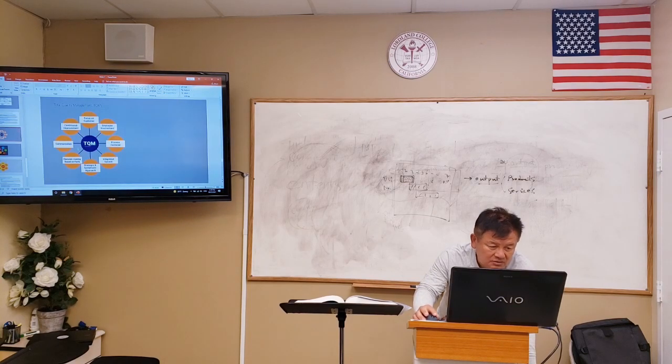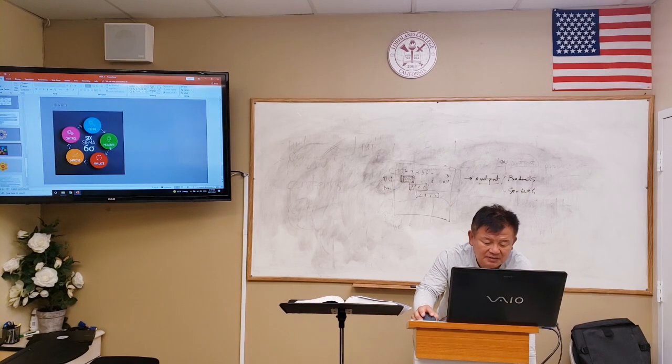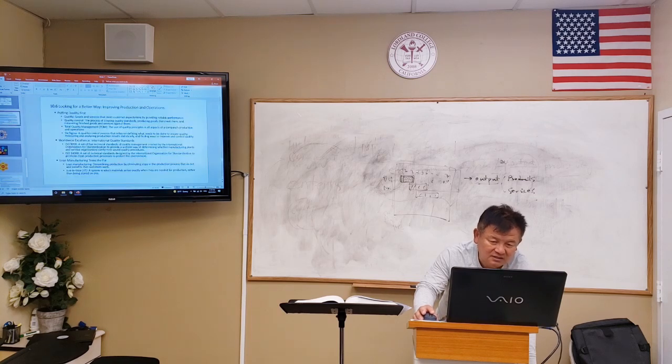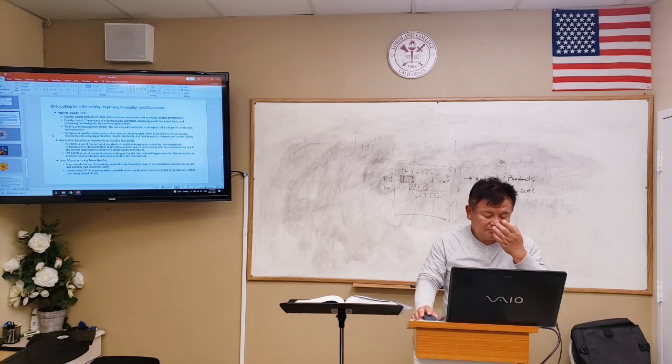Okay, so this is Six Sigma. Six Sigma is: define first, then measure, analyze, improve, and control. This is Six Sigma. Okay, first define, measure, analyze, improve, and control. This is Six Sigma, for improving production and operation.